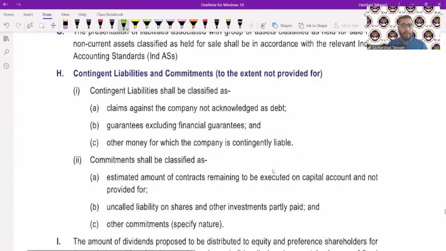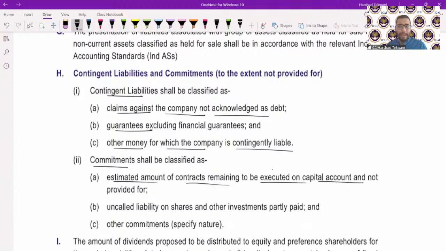Contingent liabilities, same as Division 1. There is no change. If I say there is no change in contingent liabilities also, like claims against the company not acknowledged as debt, guarantees or other monies for which the company is contingently liable, and commitments will include the estimated amount of contracts remaining to be executed on capital account, uncalled liability and other commitments. Pretty much same, no difference.